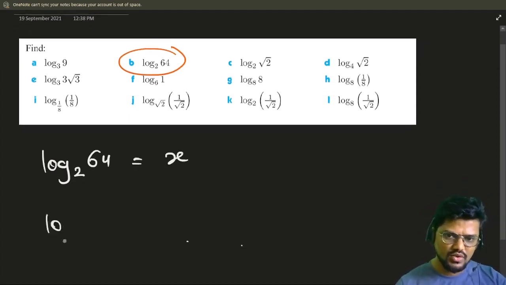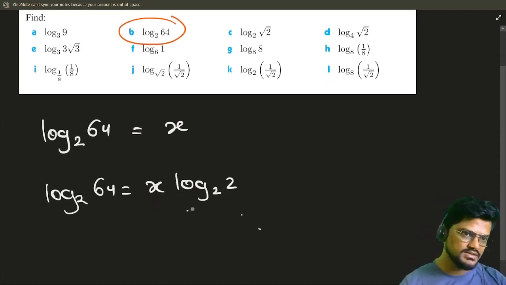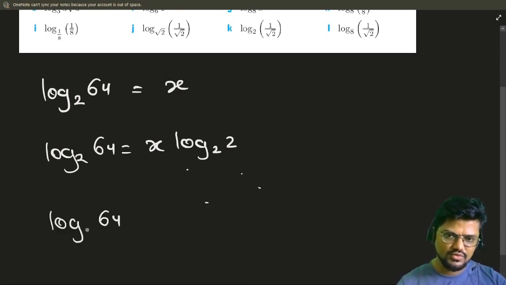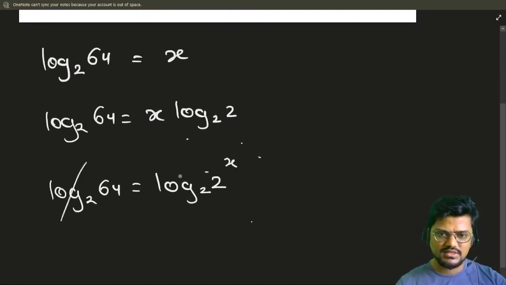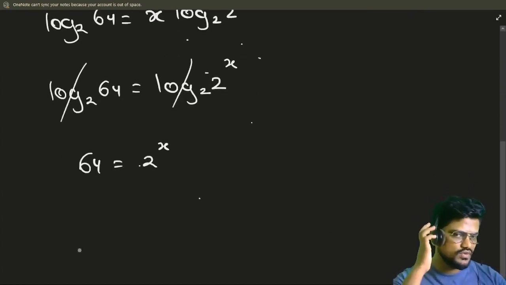What we will do? Log of 64 to the base 2 equals, I will multiply with log 2 to the base 2 because the value of that is 1. After this x will be taken in power. Log 64 to the base 2 equals log of 2 to the power x to the base 2. Then this and this will get cancelled. 64 equals 2 to the power x. Now 2 to the power of what is 64?